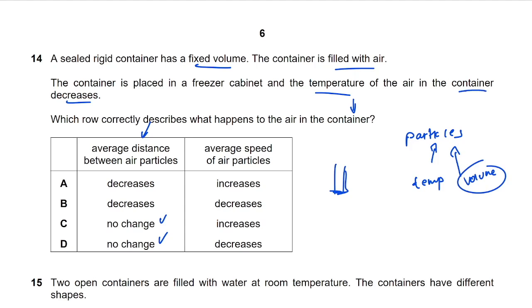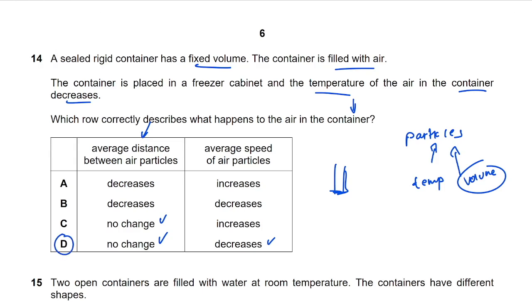But here, nothing like that is changing. Average speed of the particles decreases. Remember, because of the kinetic energy, when you decrease temperature, the particles do not have enough kinetic energy. This is a bit of chemistry involved here, but again, physics too, because we've done a topic of states of matter where we look at temperature and how it affects gases in a container. Okay, so the answer here would be 14D.